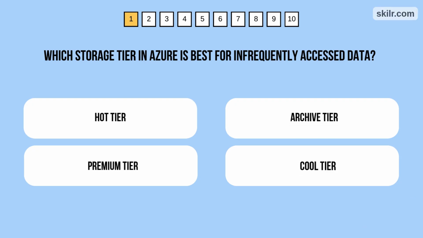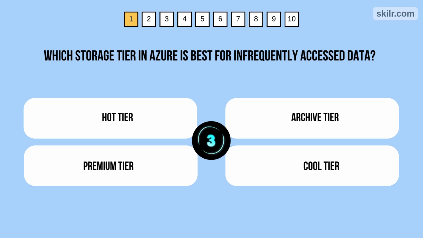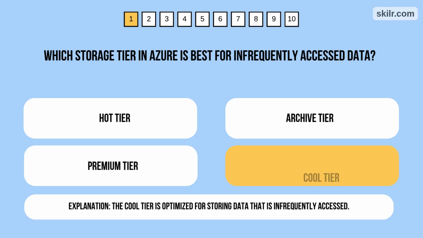Question 1. Which storage tier in Azure is best for infrequently accessed data? The answer is Cool tier. The Cool tier is optimized for storing data that is infrequently accessed.